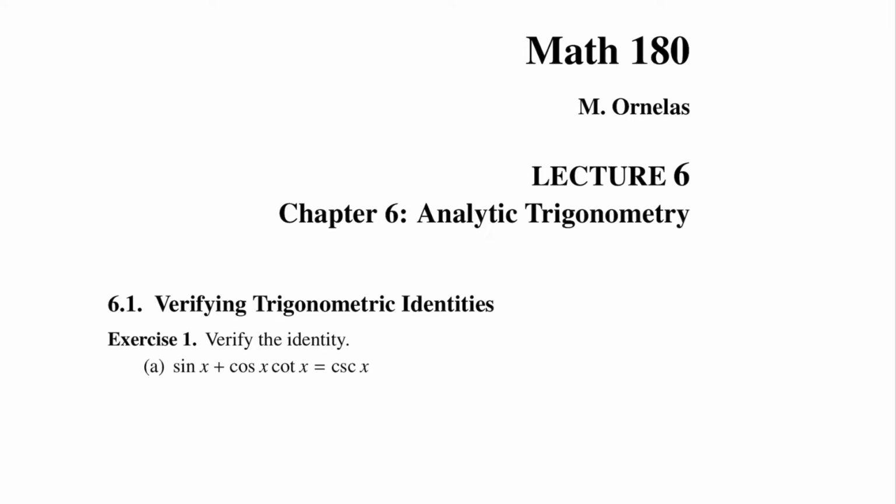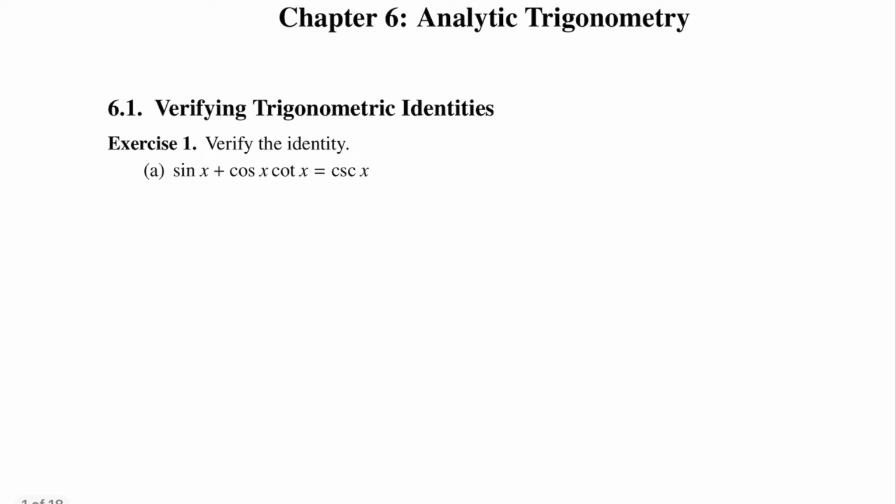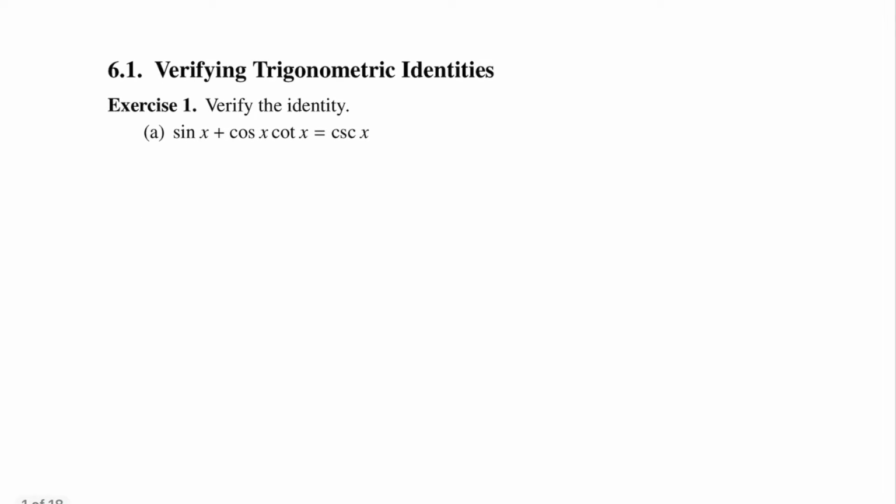Hey everyone, this is section 6.1, verifying trig identities. So when you're verifying trigonometric identities, you want to work on one side and eventually make that side look like the other side. In this case, we're going to start on the left-hand side, which is sine x plus cosine x times cotangent. But we know that cotangent by definition is equal to cosine x over sine x.